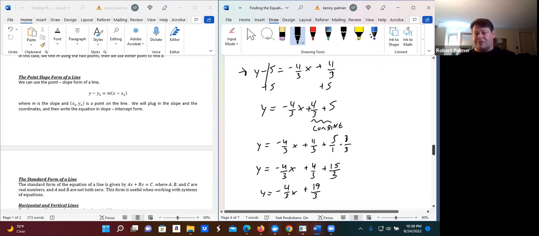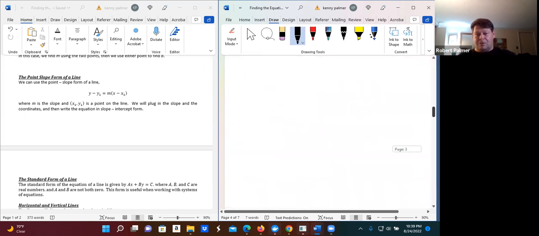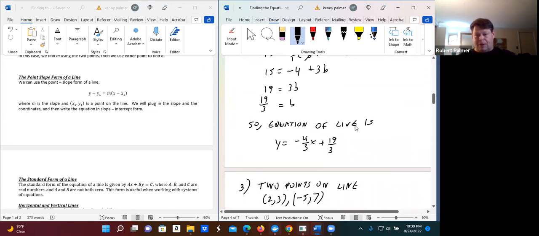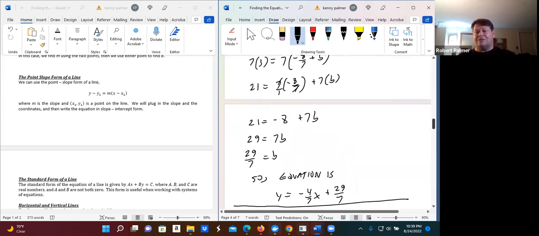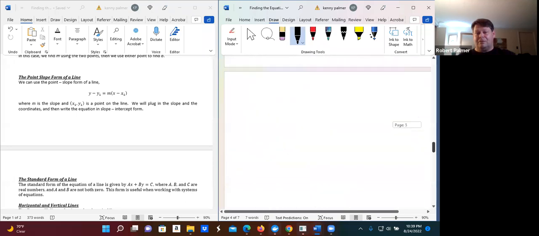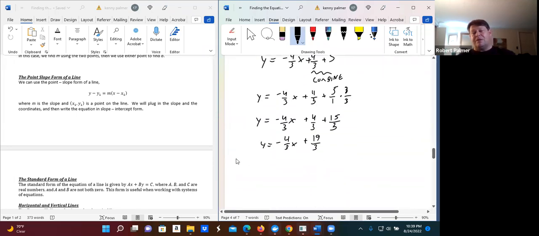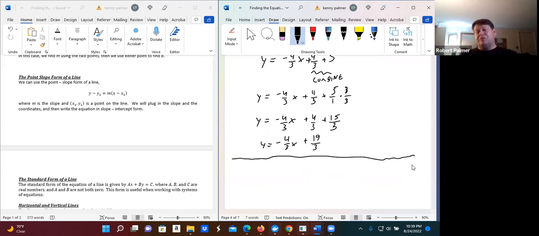Now, if we go back and check, is that the same thing we got before for number 2? Should be. Yeah. So -4/3 x plus 19/3. That's exactly the same thing I get here. -4/3 x plus 19/3. So that's point slope form. So that's also another form of the line, but you can also convert it to slope intercept form.